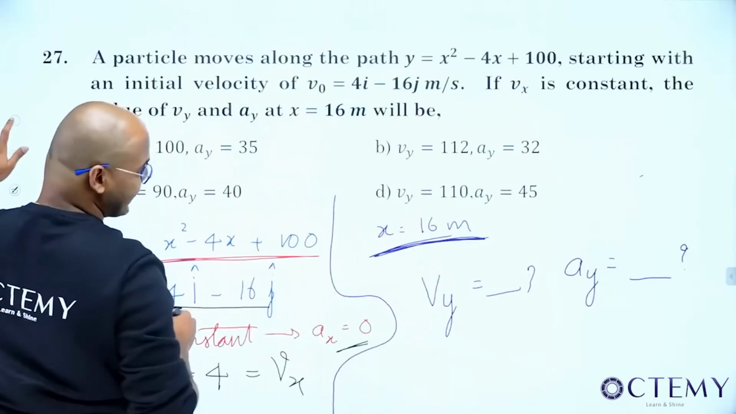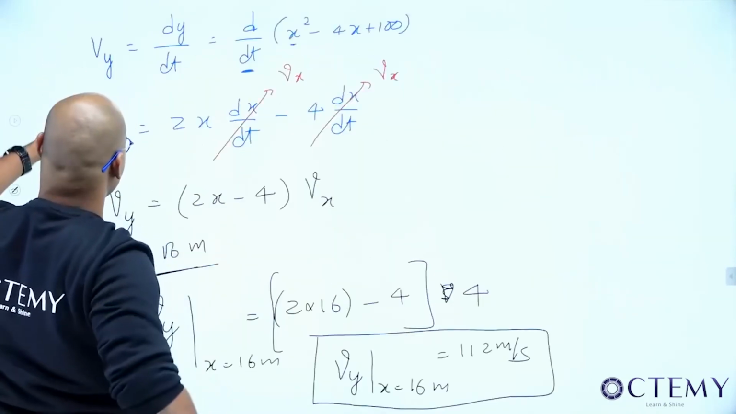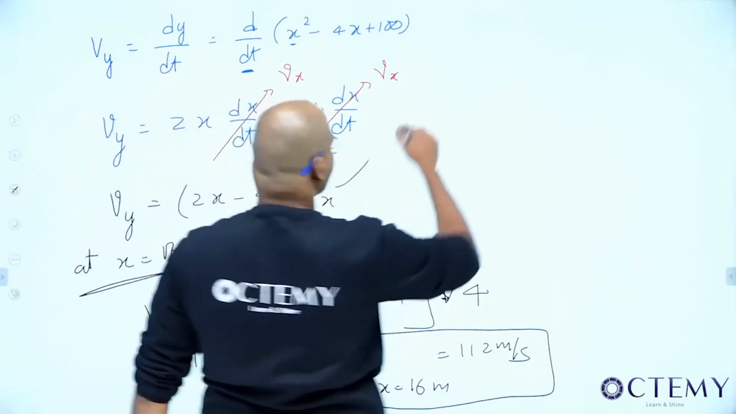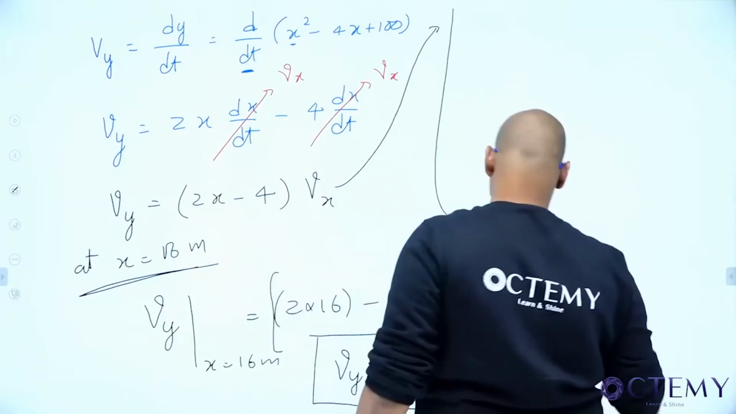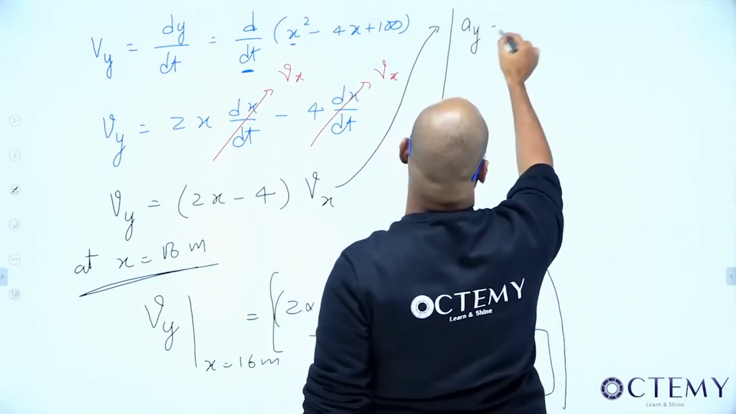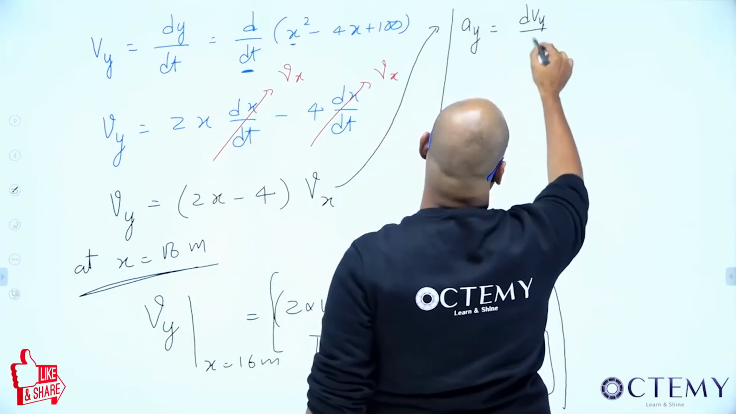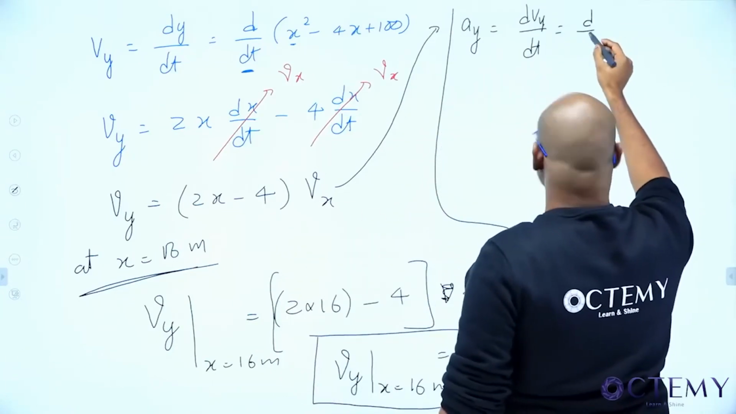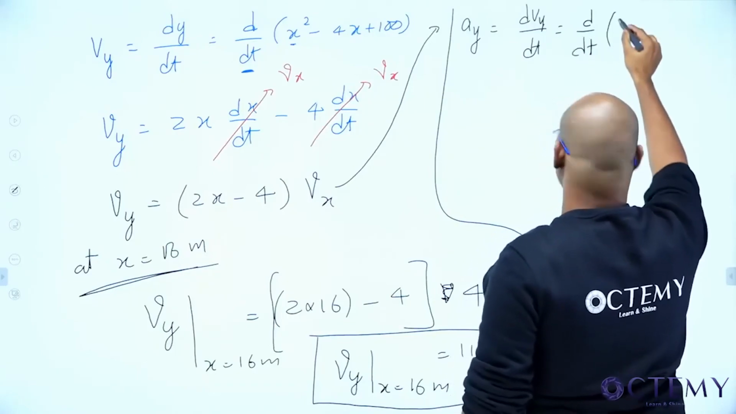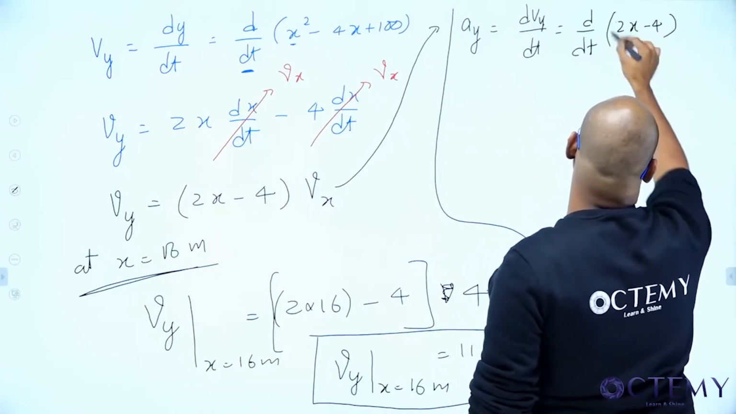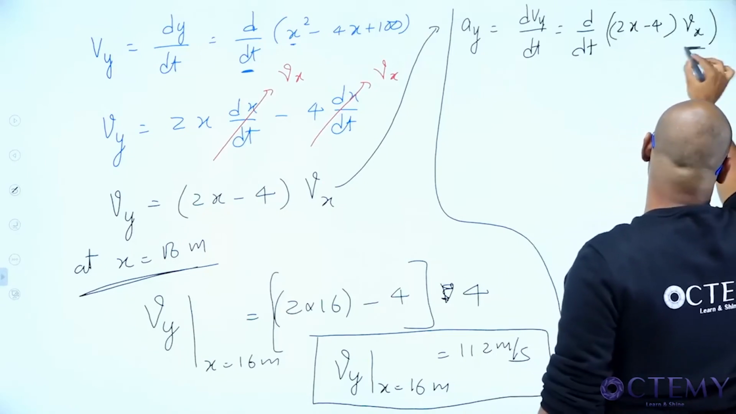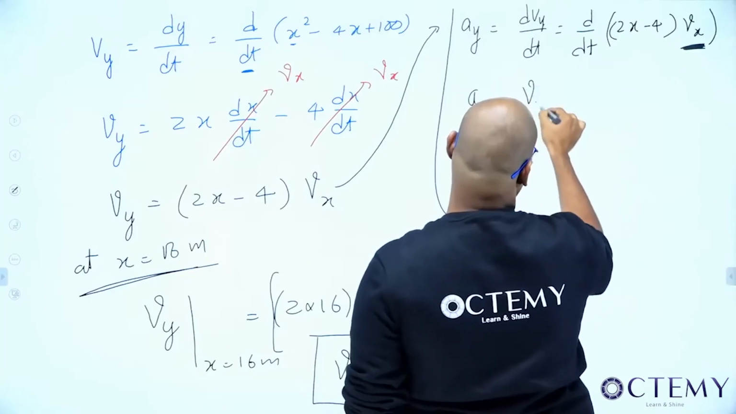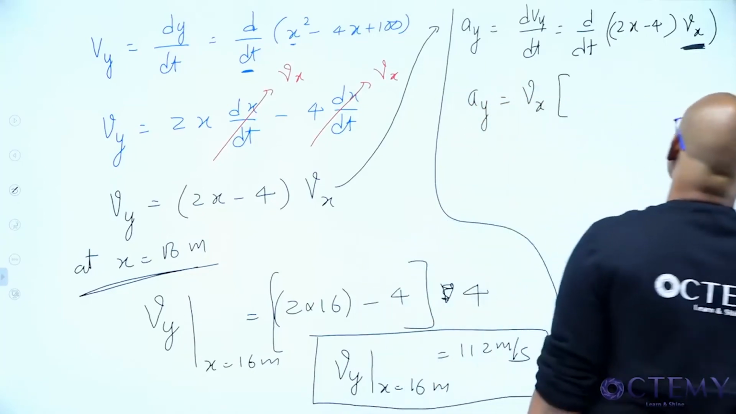Next, what is he asking? Velocity and acceleration. How to get acceleration? First derivative has given me velocity. Further, if you differentiate, you will get acceleration, right? So acceleration in y direction is nothing but equal to dvy by dt. So if I do the differentiation here, d by dt of 2x minus 4 into vx. So he has given initially vx is a constant. So as it is a constant, I will take it out into 2x minus 4.